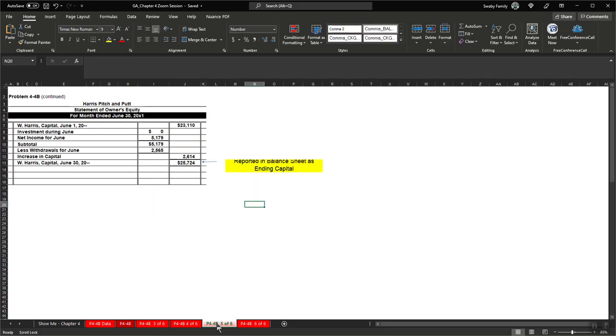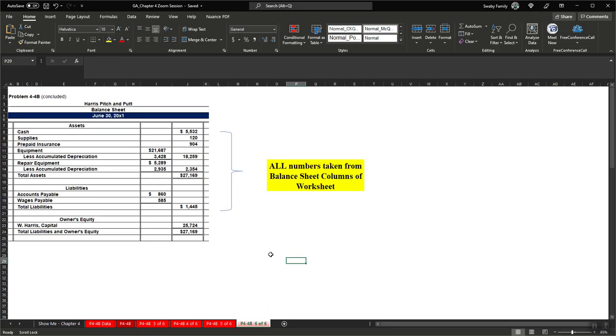Then there is the statement of owner's equity, which takes the beginning balance from the worksheet. You add the net income that we just calculated in the income statement, and deduct the drawings taken from the worksheet. We now have our ending owner's equity, and this balance is going to go over to the balance sheet as the ending balance for the owner's equity.